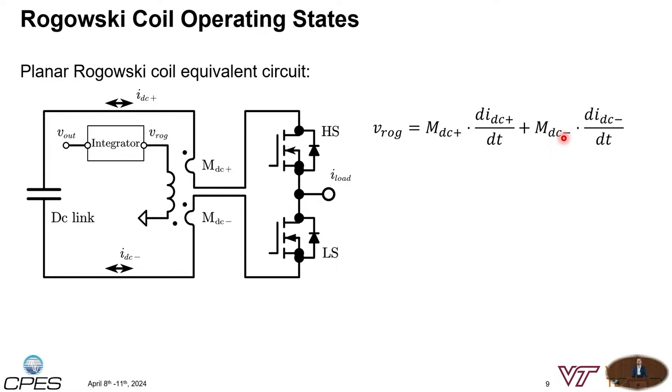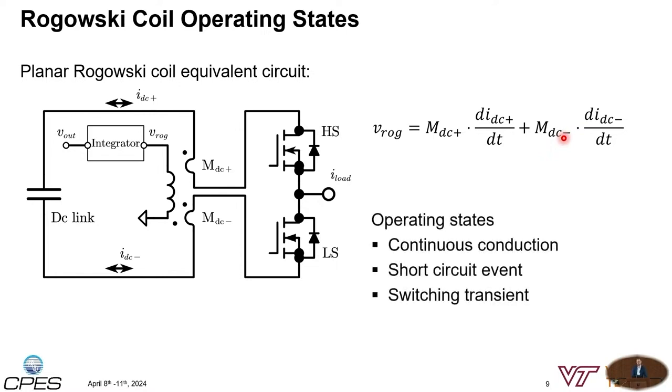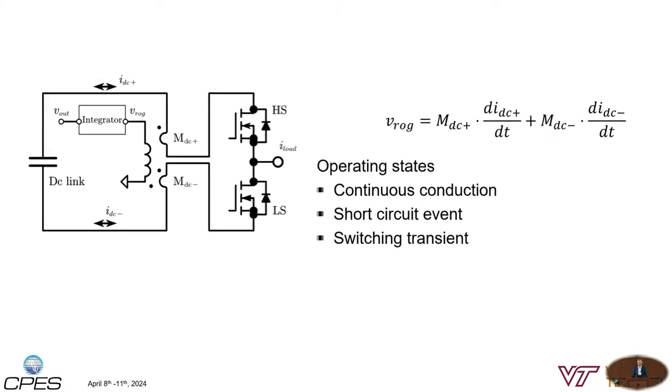That creates unique operating states. We have in total three: the continuous conduction, the short circuit event, and the switch transient. And each of these operating states has an impact on the output voltage of the Rogowski coil itself.